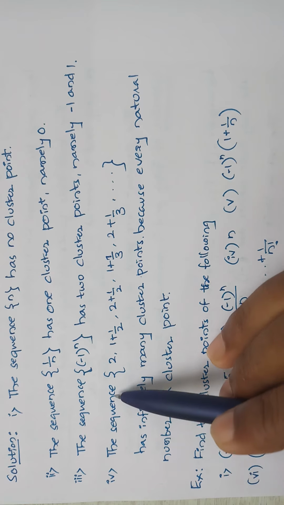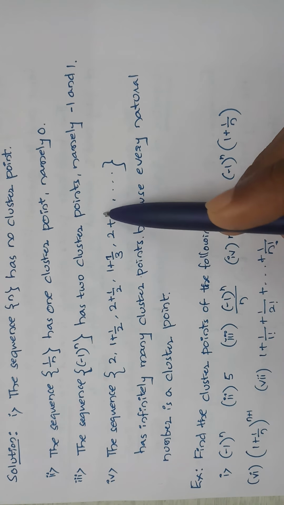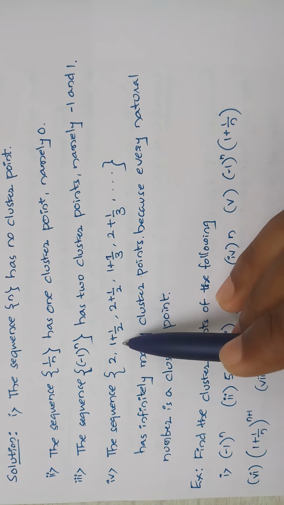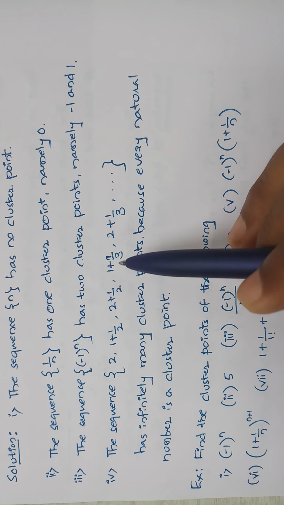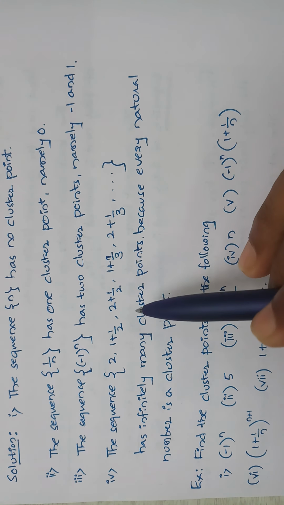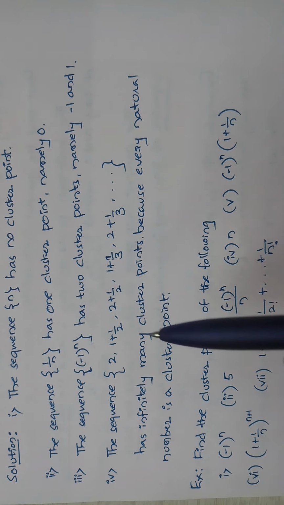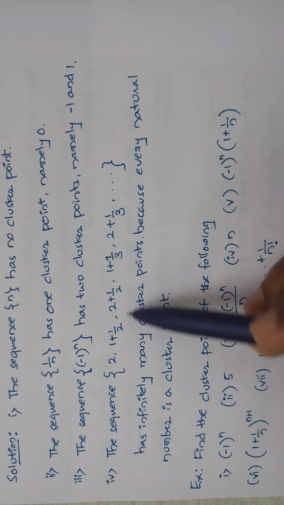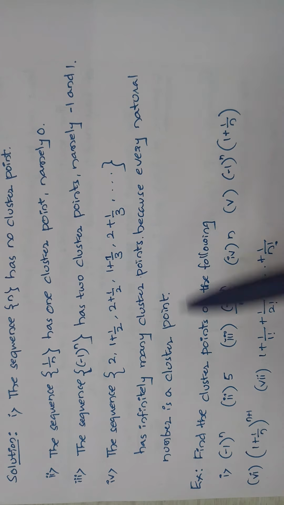The fourth example is the sequence 2, 1 plus 1 by 2, 2 plus 1 by 2, 1 plus 1 by 3, 2 plus 1 by 3, which has infinitely many cluster points, because different cluster points are there and we can't say exactly in a finite set. Therefore it has infinitely many cluster points, because every natural number is a cluster point.